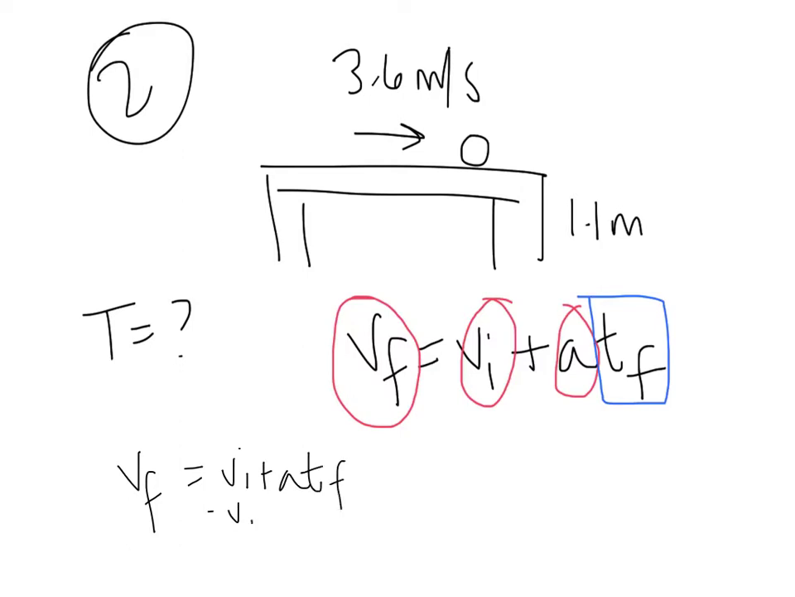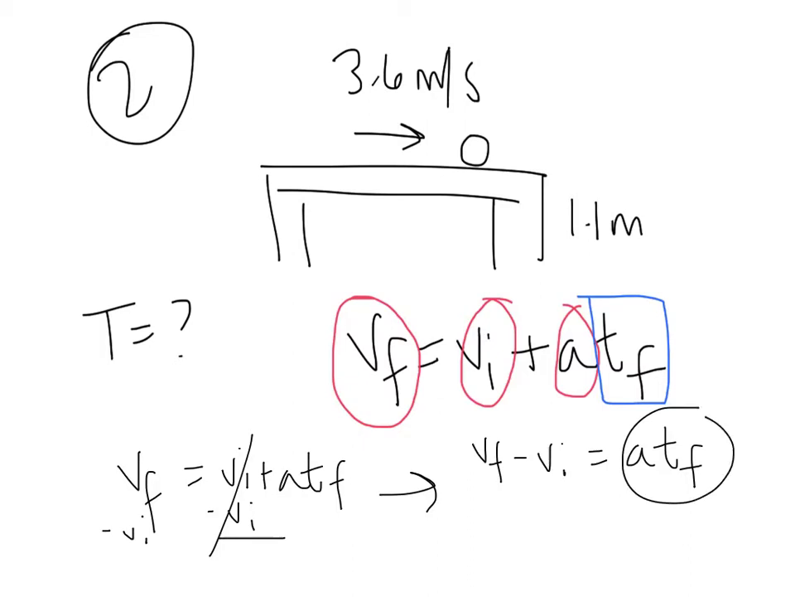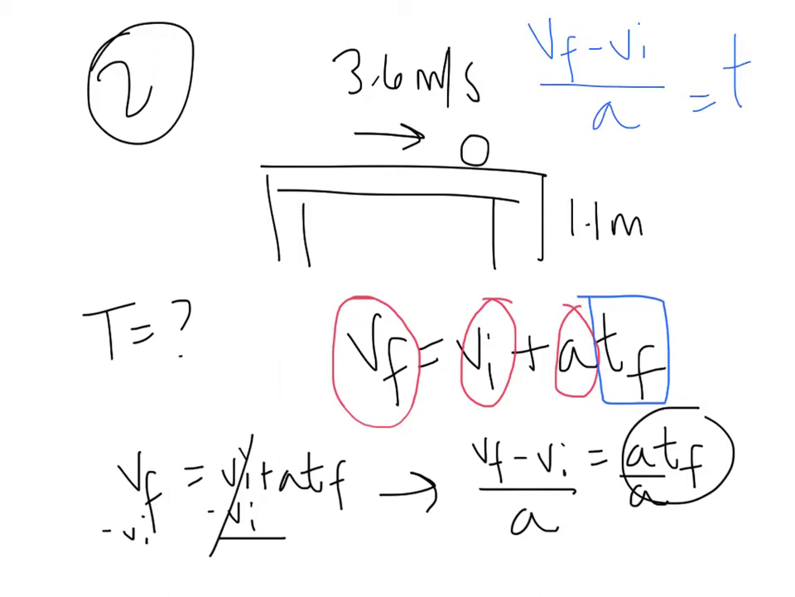So let's move VI first. I subtract on both sides. Now I'll do it over here. VF minus VI equals A times TF. So the relationship here is multiply. The opposite of multiply is divide. Divide by A, divide by A. There is your formula. Let me write it for you right here at the top in blue. VF minus VI over A equals TF.